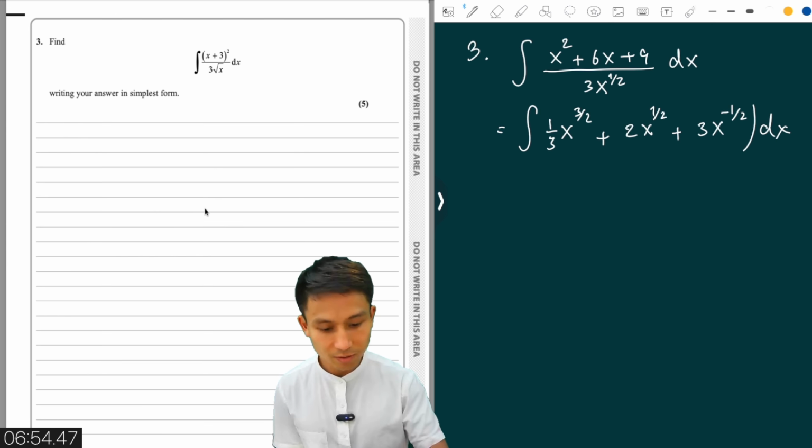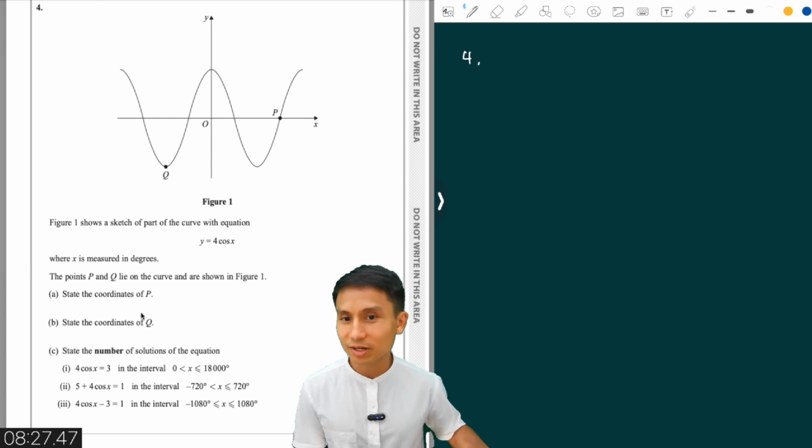Number 4. Figure 1 shows a sketch of the part of the curve with equation, where x is measured in degrees. The points P and Q lie on the curve and are shown in figure 1. Okay. State the coordinates of P.